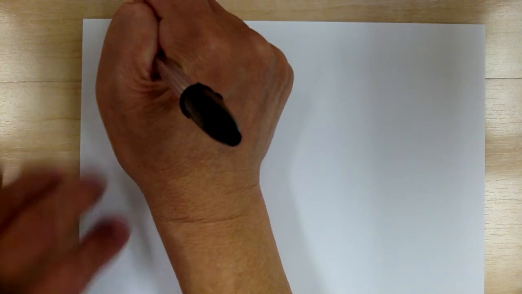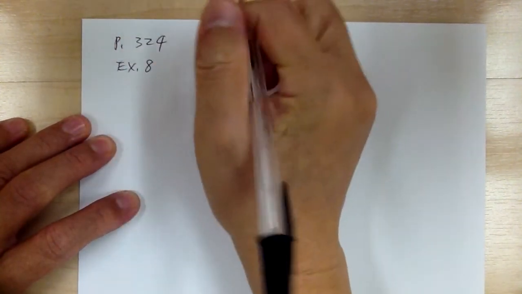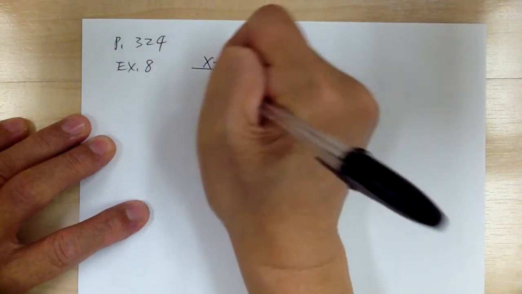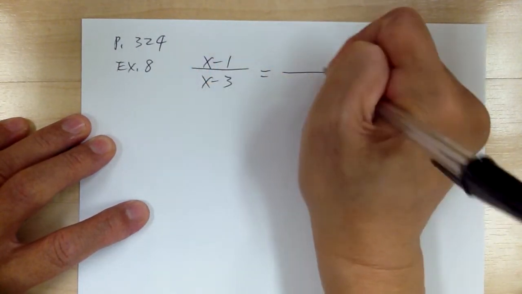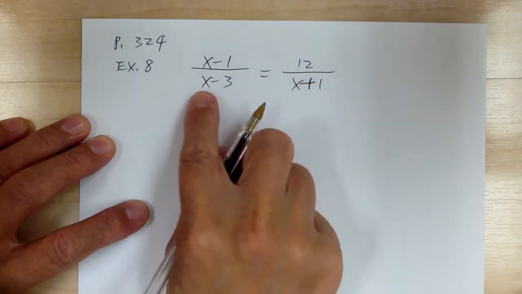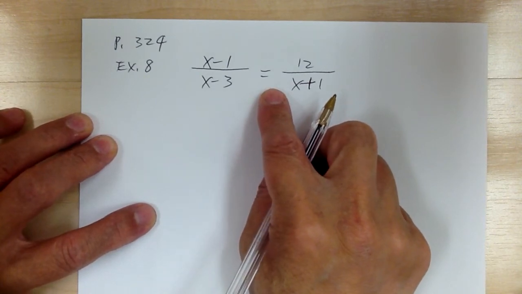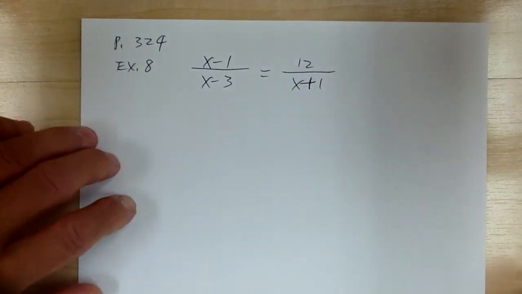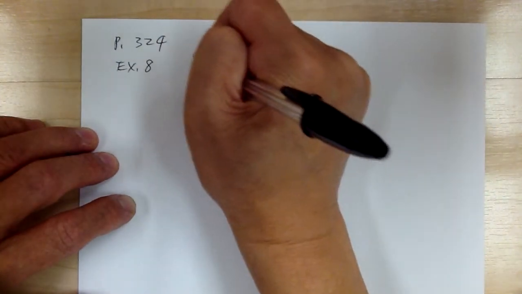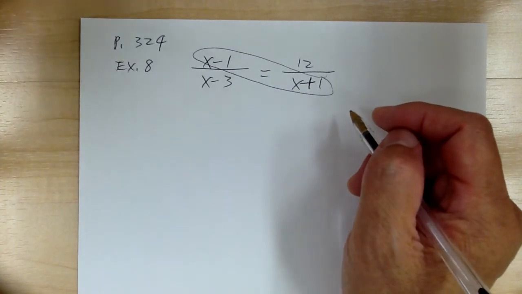So let's go to example 8. You have x minus 1 over x minus 3 is equal to 12 over x plus 1. So when you have a fraction equal to a fraction, what you need to do is the cross multiplication. Okay, so you cross multiply, do like an x, right? Cross multiply, and use FOIL or whatever method.